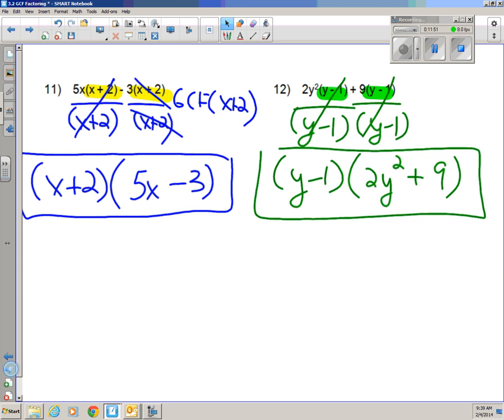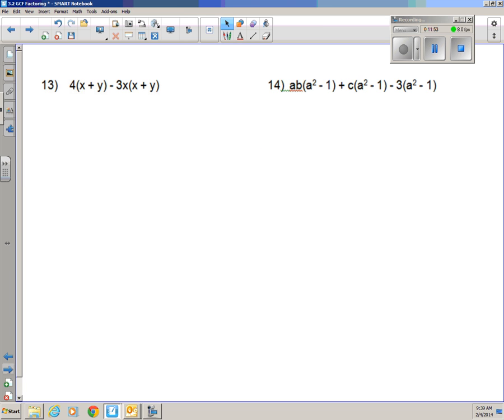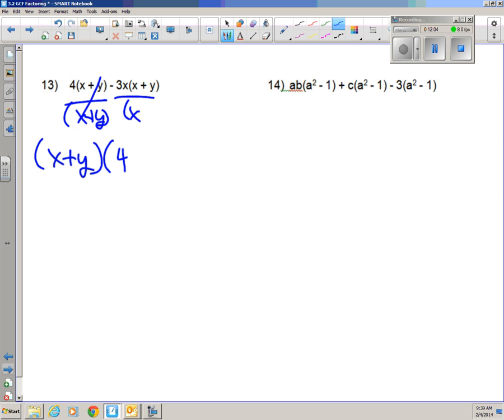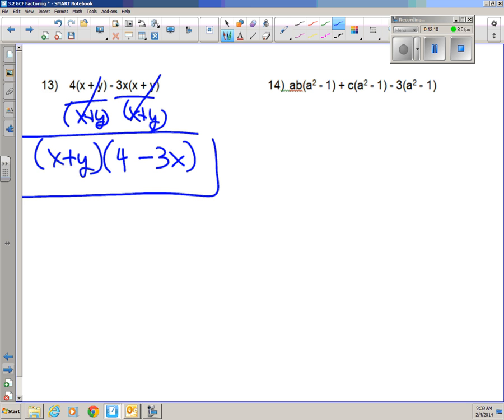Got 2 more to go. So this one, your GCF, your common factor, is x plus y. When I divide it out, I'm left with 4. When I divide it out, I'm left with minus 3x. So x plus y, and then 4 minus 3x.